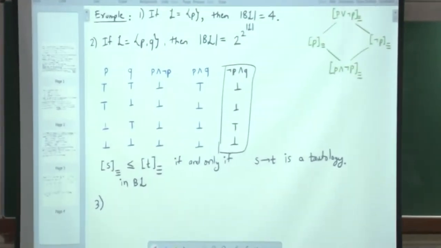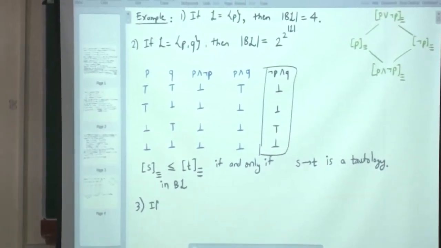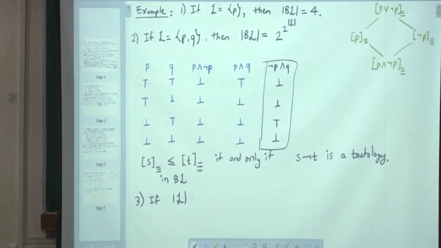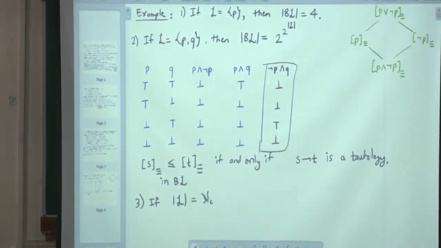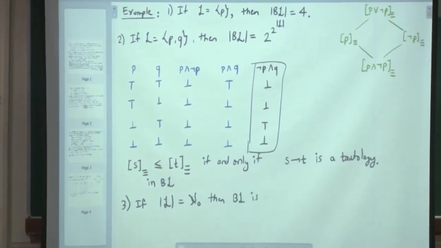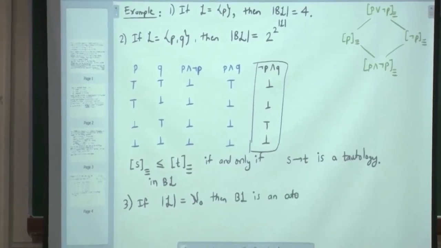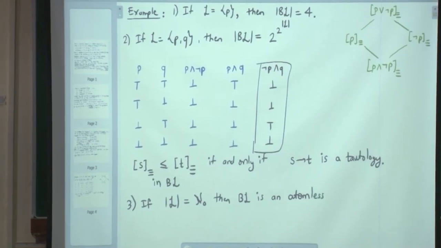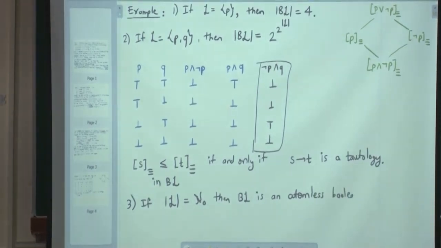Now, there was something I wrote a long time ago. If L is aleph naught, then BL is an atomless Boolean algebra.